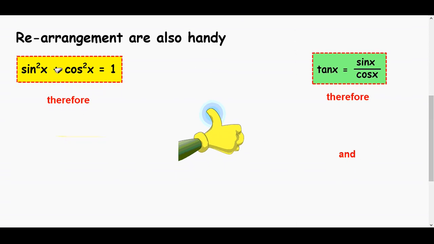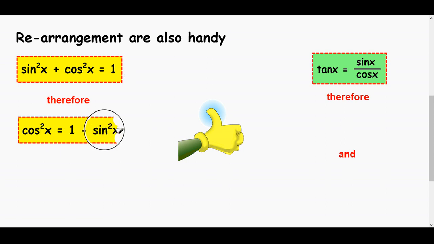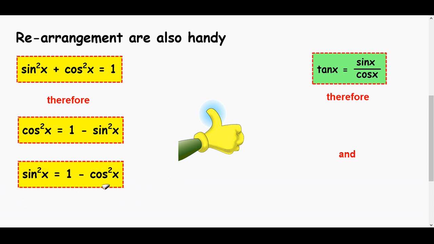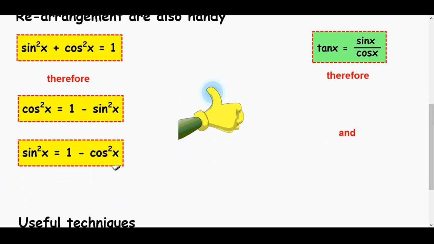So we've got sine squared plus cos squared equals 1, but this means that cos squared, if you subtract the sine squared to the other side, cos squared is equal to 1 minus sine squared. And also, if you want to get sine squared on its own, you could take away the cos squared from the other side, and you get 1 minus cos squared x. They come in quite handy at this level and at higher.